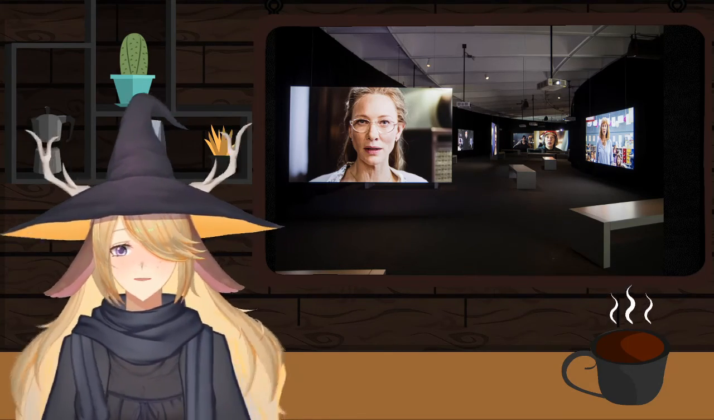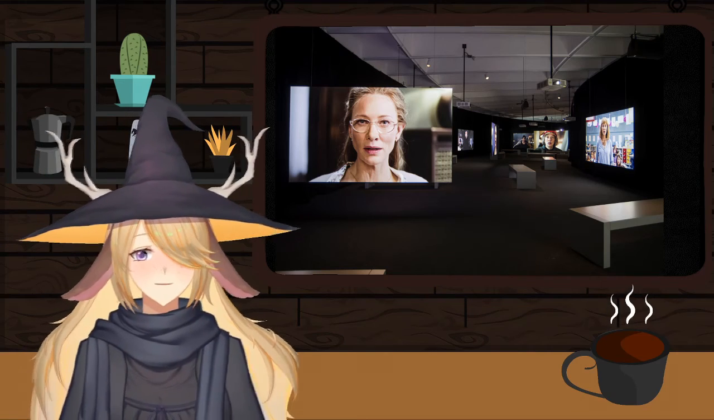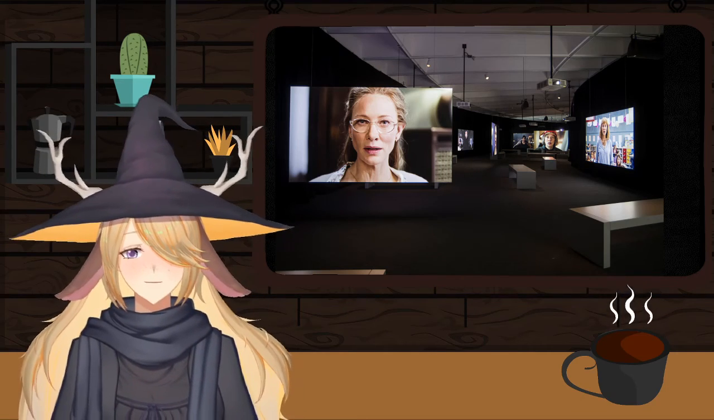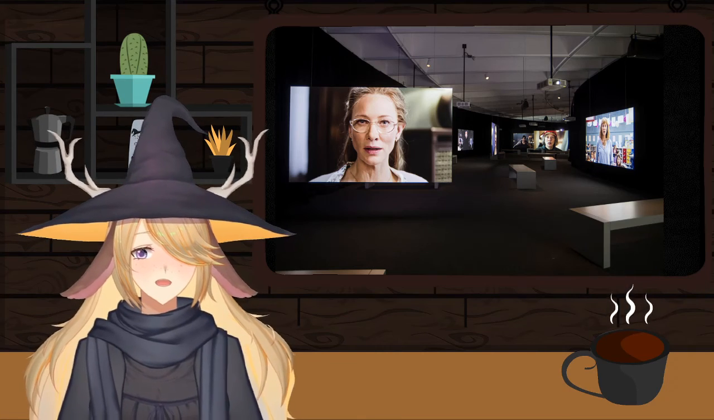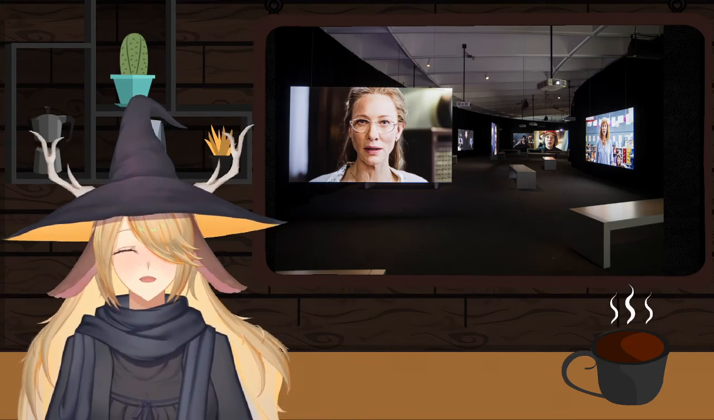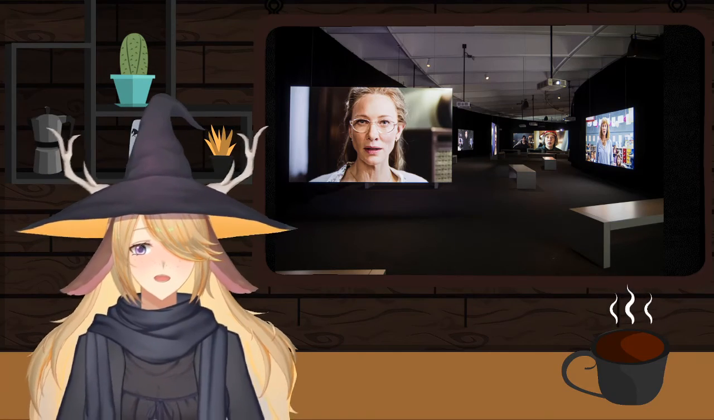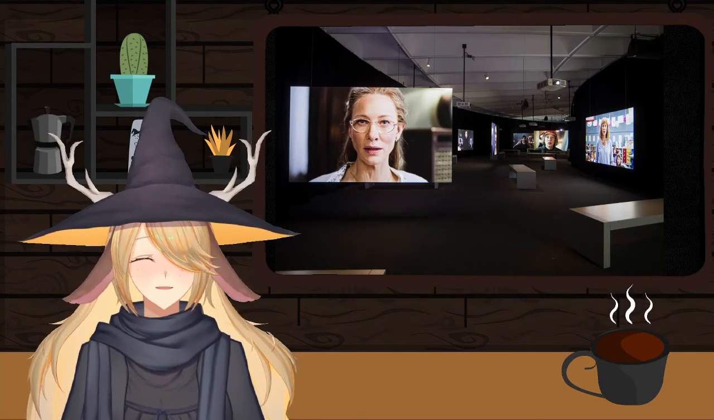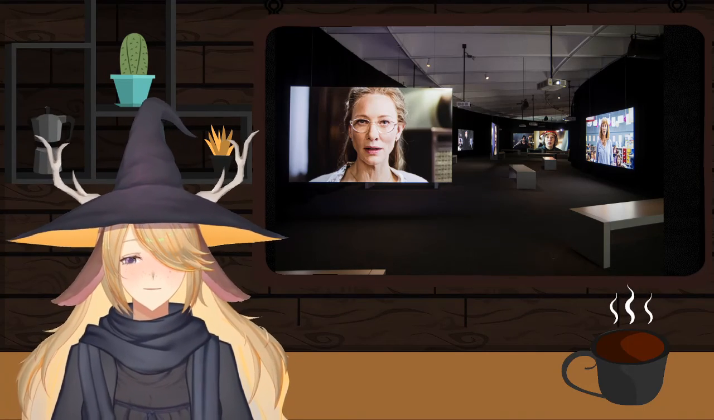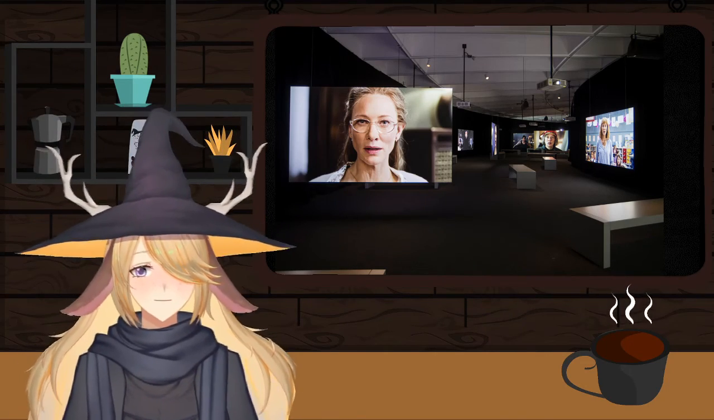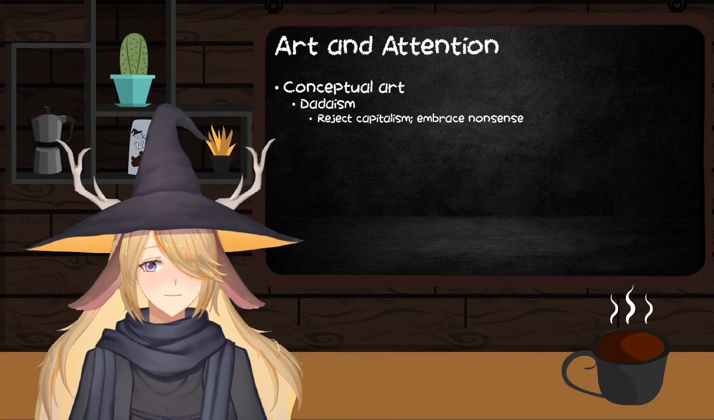I was dizzy when I left this installation for the first time, because it's a feast of attention. You're trying to pay attention to one screen, you see things happening on another one, you're surrounded by Cate Blanchett. She's using different voices, she's in different costumes. It's incredible. If you ever have a chance to see Manifesto, do it. It's great. But what am I really getting at here?